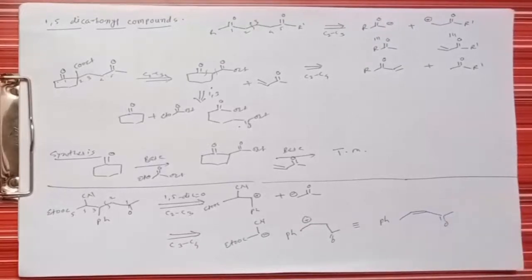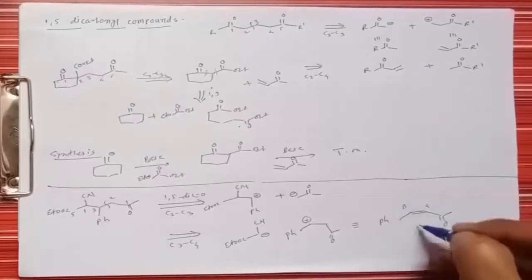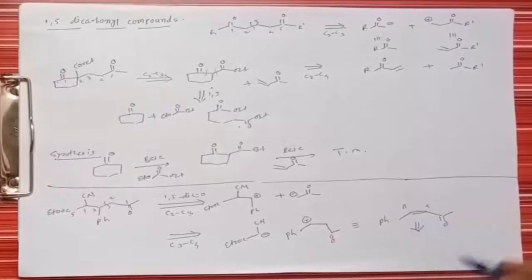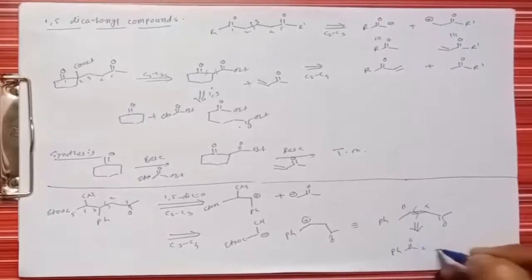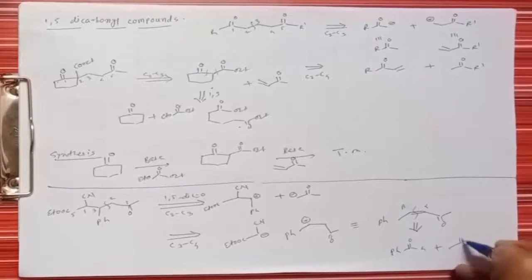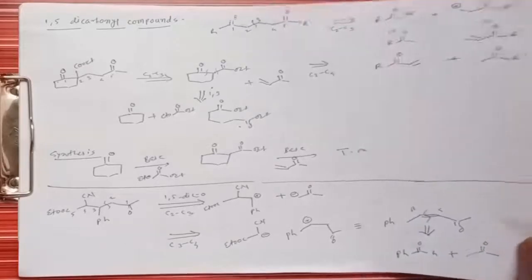The synthetic equivalent for this molecule is PhCH=CH-C(=O)CH3. Now, this is an alpha-beta unsaturated carbonyl compound, and we can break this alpha-beta unsaturated carbonyl compound at this position. From one side it gives benzaldehyde, that is PhCHO, and from the other side it uses a ketone in this way. So this is the simple method to break such functionalities.